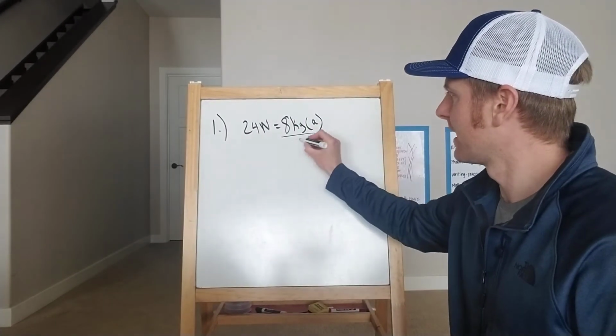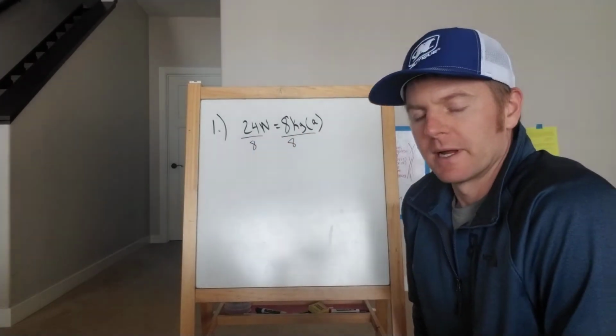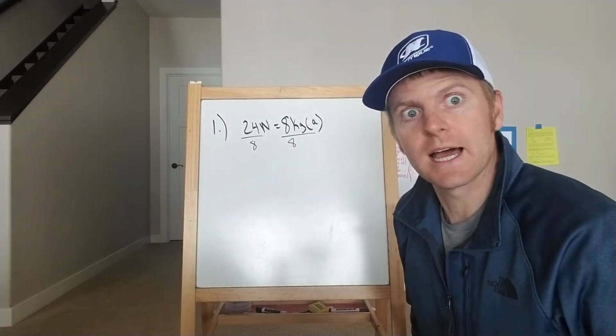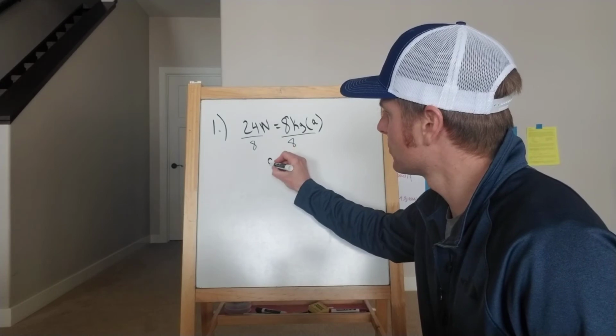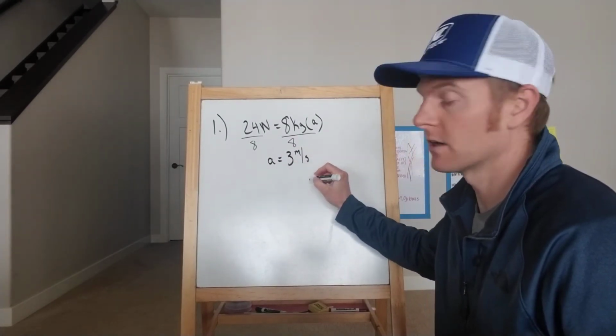We're going to go ahead and divide both sides by 8. 24 divided by 8, 8 goes in there 1, 2, 3 times. So our acceleration for number 1 is going to be 3 meters per second squared.